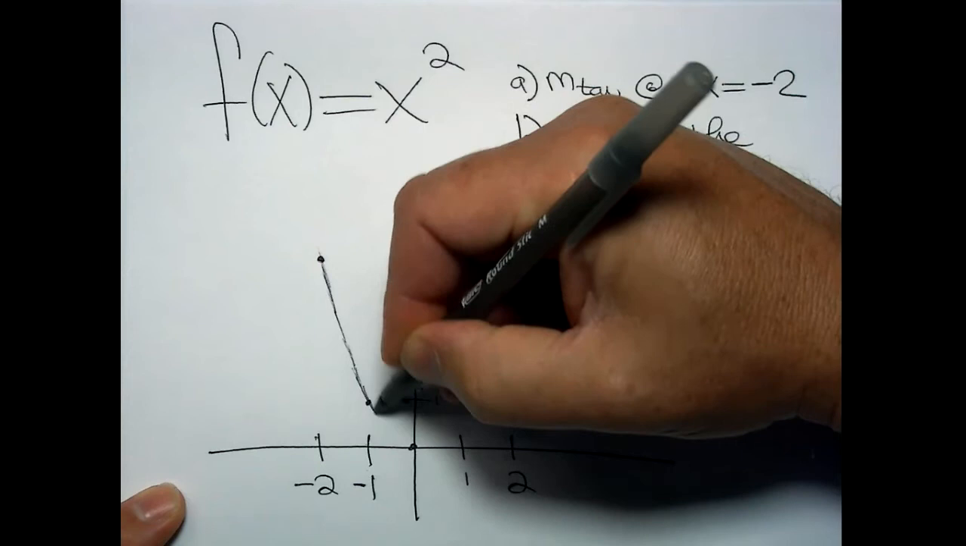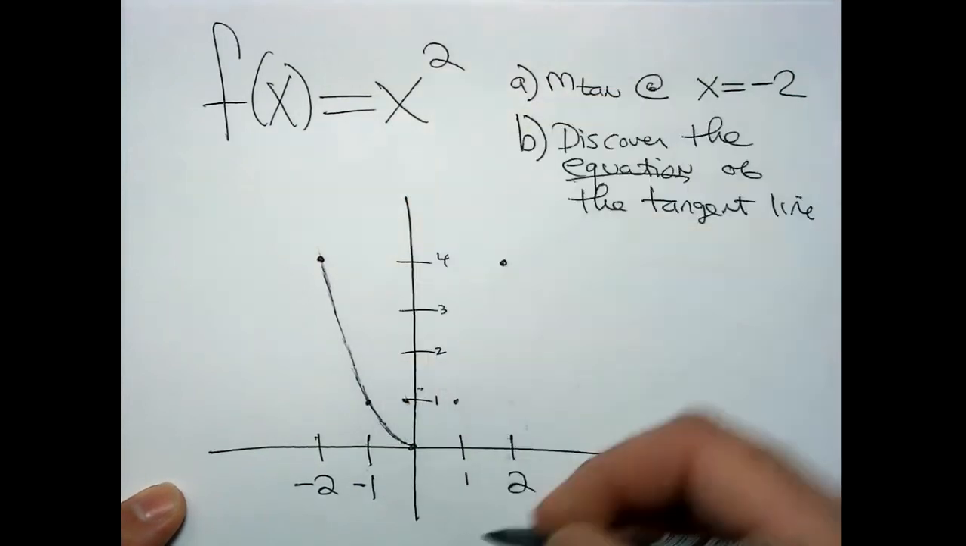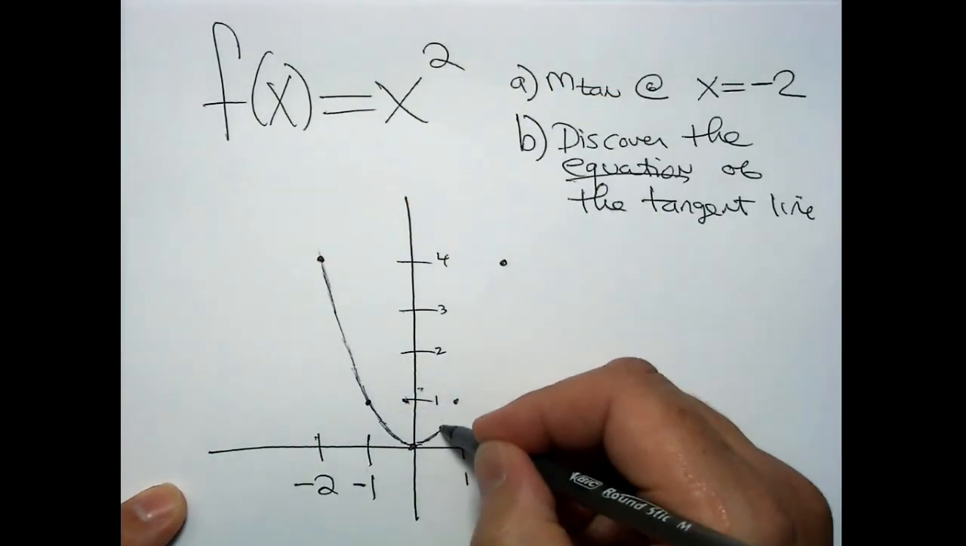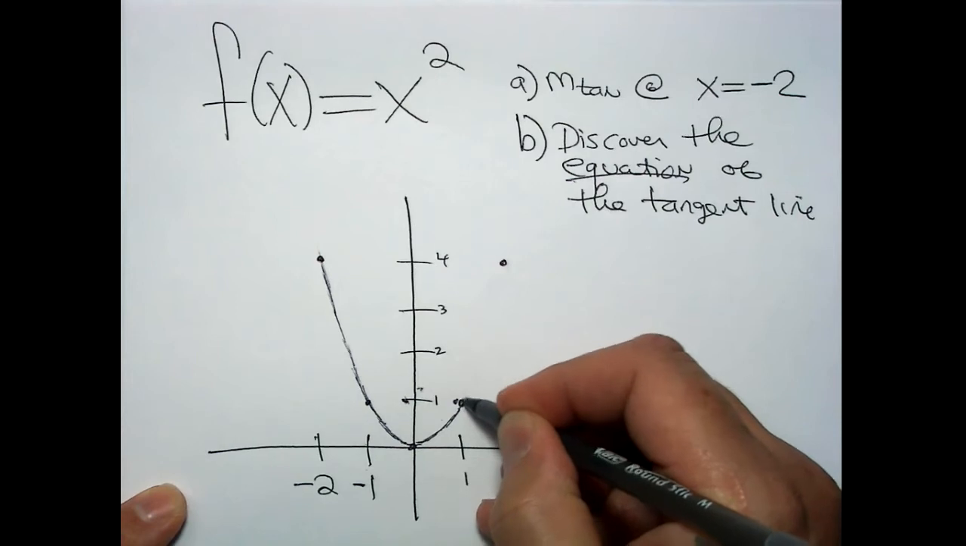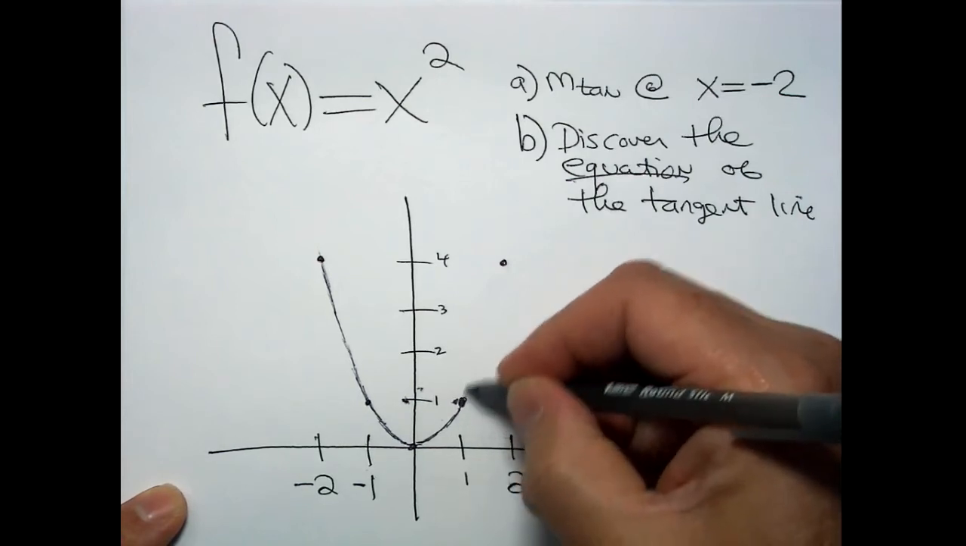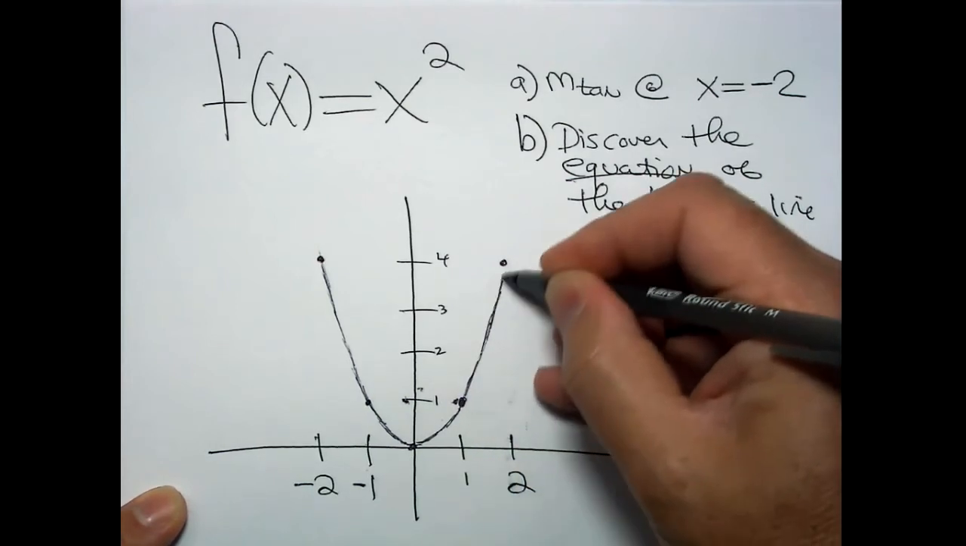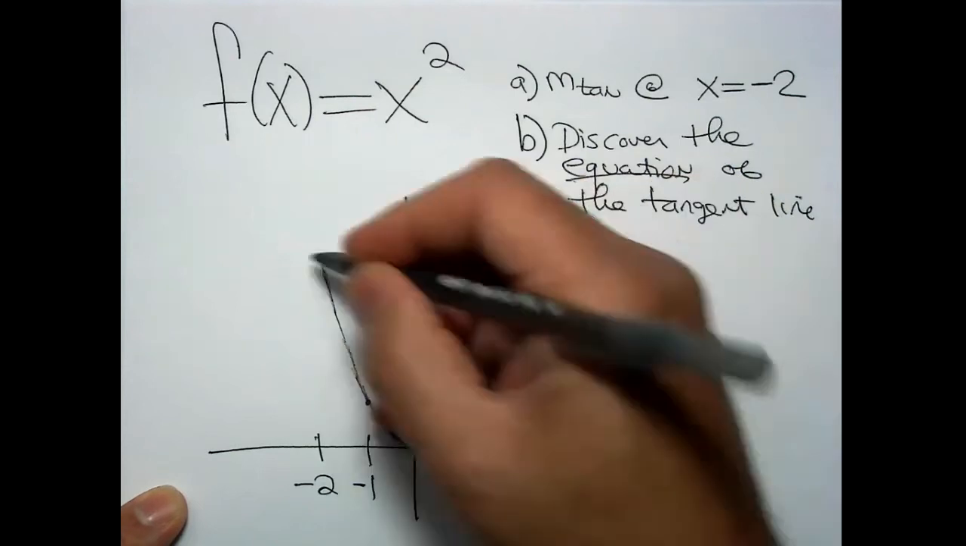Curls around here. Down here it makes the bowl of the parabola. And actually 1, 1 is more like there. And up it comes. 2, 4, and you know it keeps going. Okay?